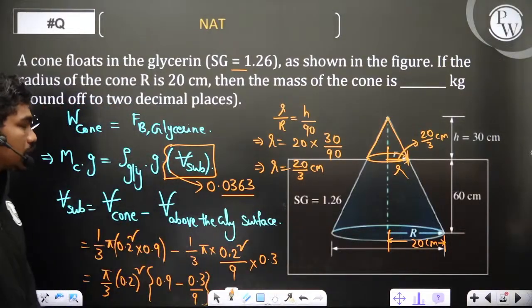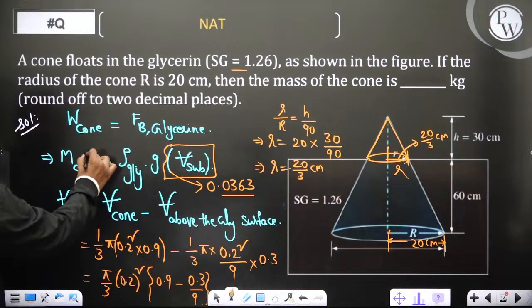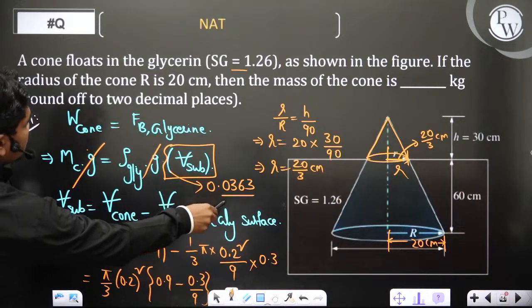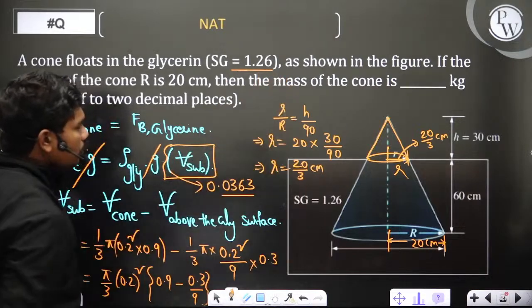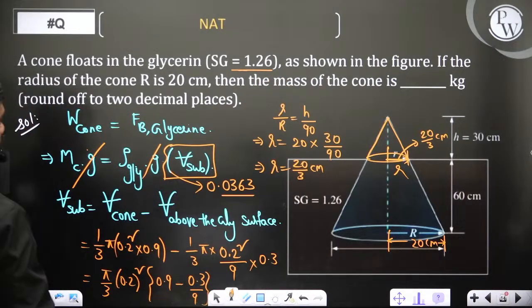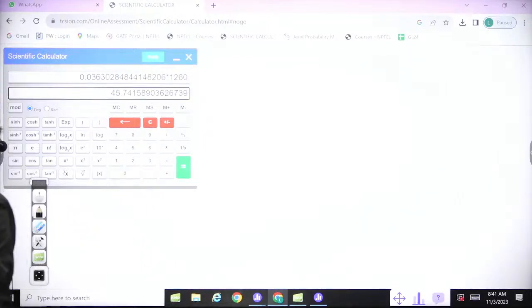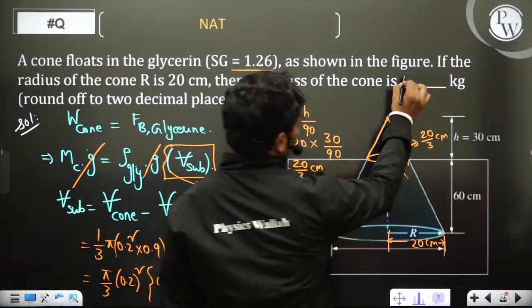So obviously gravity gets cancelled in both the terms. Then mass is equal to density of glycerin into this volume. So density of glycerin is 1.26 specific gravity, so 1260 is the density. If you multiply this value with 1260, then 45.74 is the mass.